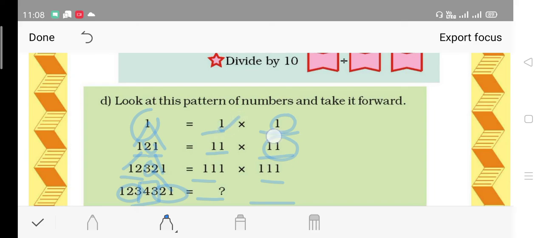So what will come here? See, when 1 was taken, here it was 1. When 2 ones were taken, the center number was 2. When 3 ones were taken, the center number was 3. Now 4 ones will be there, multiplied by again 4 ones. And here we have completed our pattern. We have learned how it has been designed. I hope you understood, students, how you're going to do it. Now let's move ahead.